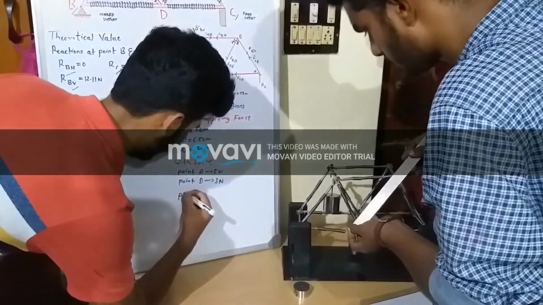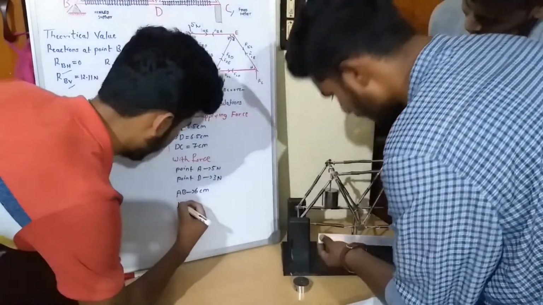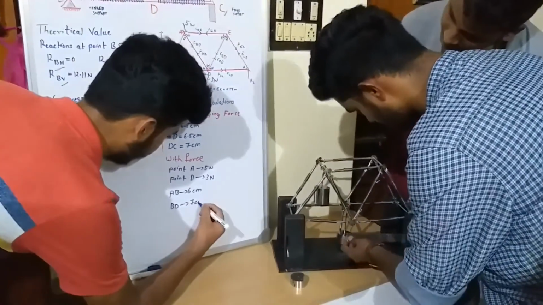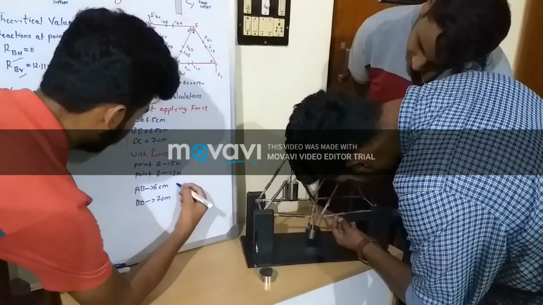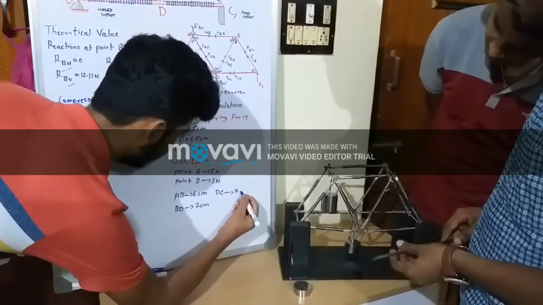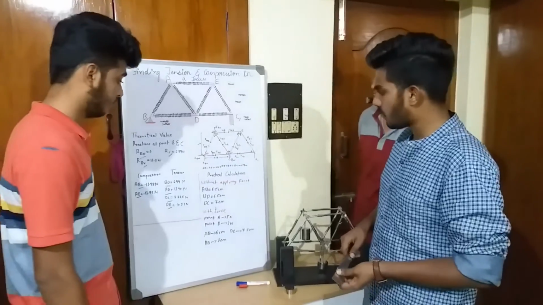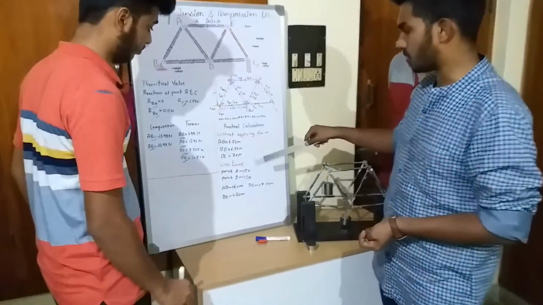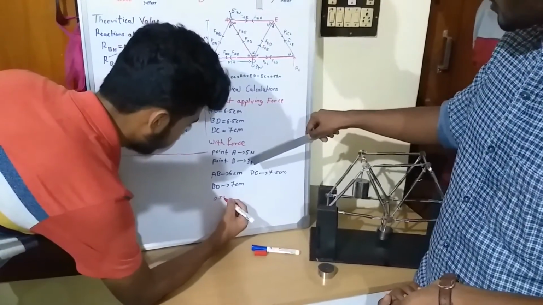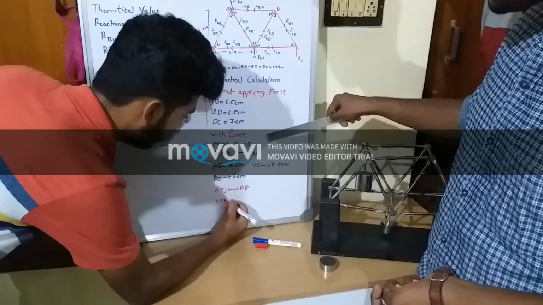AB is 6 cm. BD 7 cm. DC 7 cm. Now we will compare the length of the string with force and without force. Clearly we can see there is a 0.5 decrease in the member AB and a 0.5 increase in the members BD and DC.